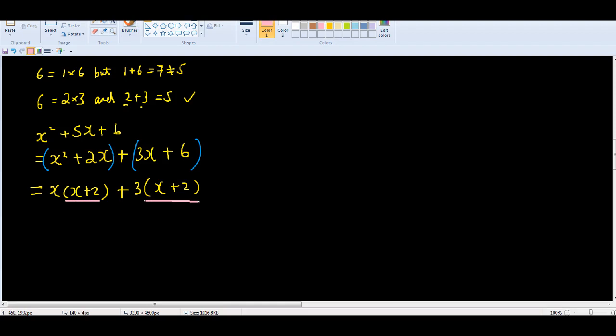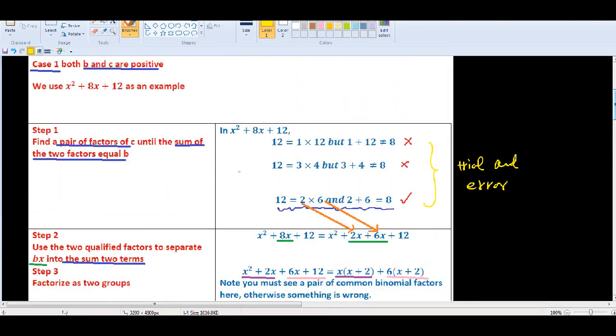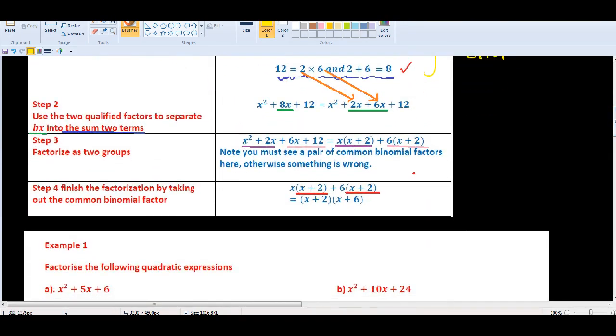So see, x plus 2 in brackets is the common factor, as we have learned before. So what we're going to do is take out x plus 2. It is in the form of the product of two binomial brackets. That would normally be the case. Like the previous example, you get two brackets.